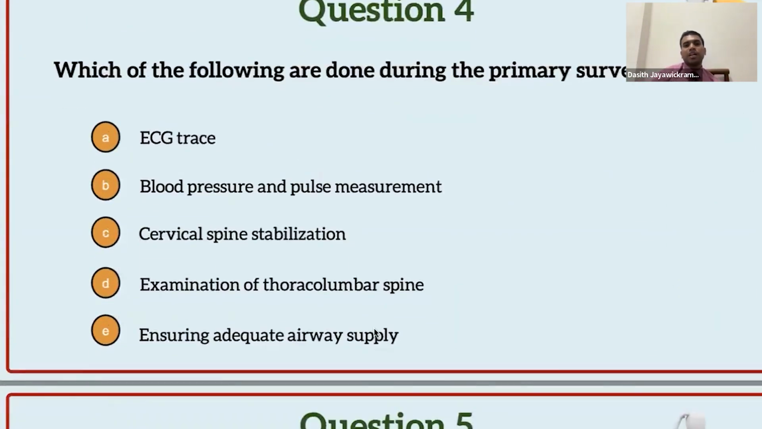Which of the following are done during the primary survey? What they are asking is, what are the adjuncts to the primary survey? Okay, ECG trace. What do you think? This is an MCQ, not an SBA. Anybody? ECG trace?